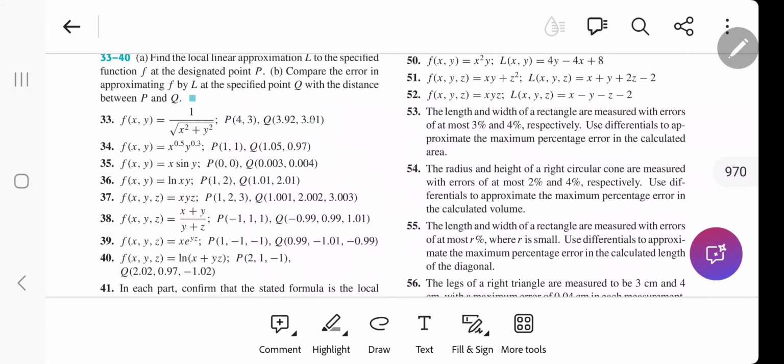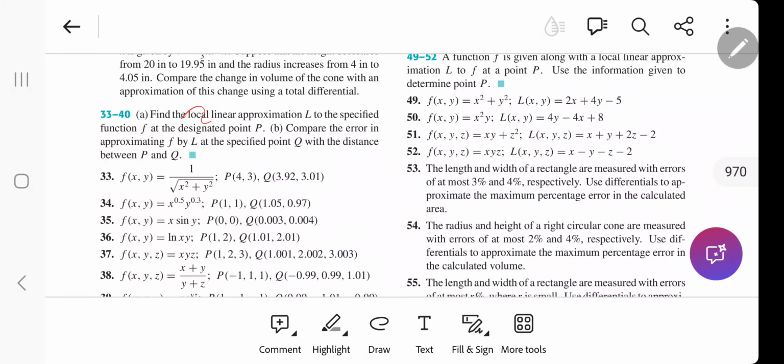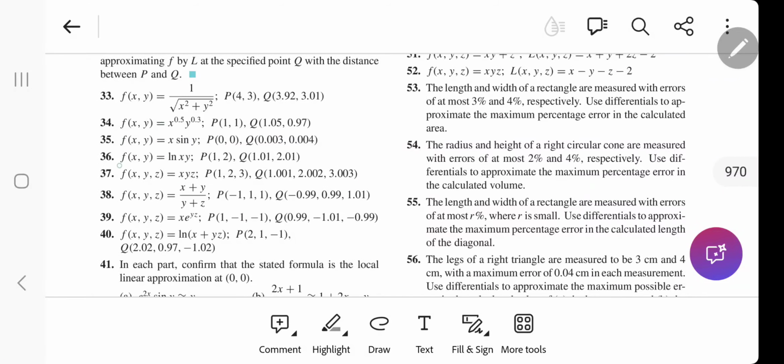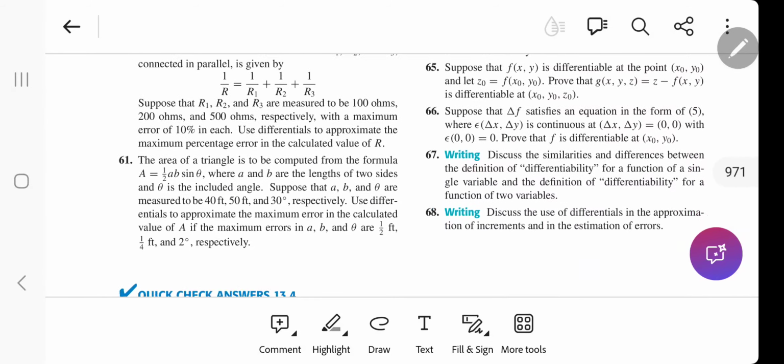You can see here, 33 onwards. Find the local linear approximation L to the specified function at the designated point P. Then another part: compare the error in approximating f by L at a specified point Q with the distance between P and Q. So it is the same question as we saw in the example. You want to find the local linear approximation, also find the error, then compare the error with the distance. There are several questions here. Try these questions and try to explore all other exercise questions as well.